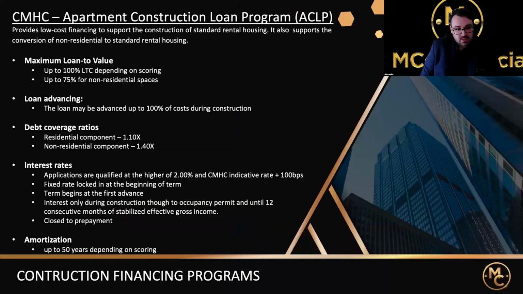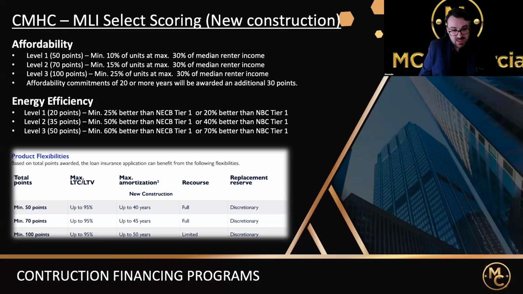And right below here, we had the flexibility. So depending on your scoring, how many points you get, what will CMHC allow you to have? If you have the 50 points, you'll get your 95%. You'll only get 40 years amortization, and you'll have to provide full recourse, which means 100% during construction and reduced to 40% when you're done. 70 points, again, you'll have your 95%. You'll have a higher amortization at 45 years. And again, you'll have your full recourse.